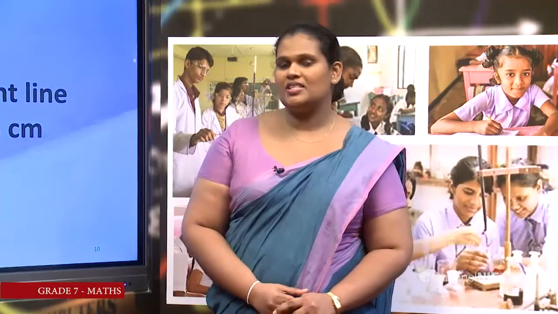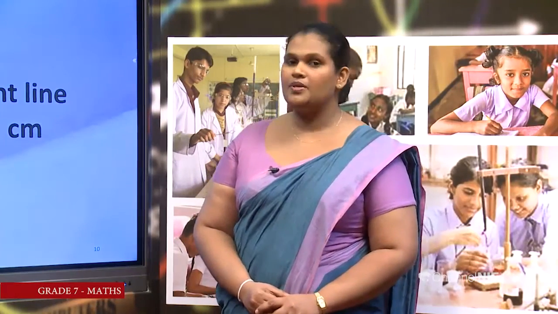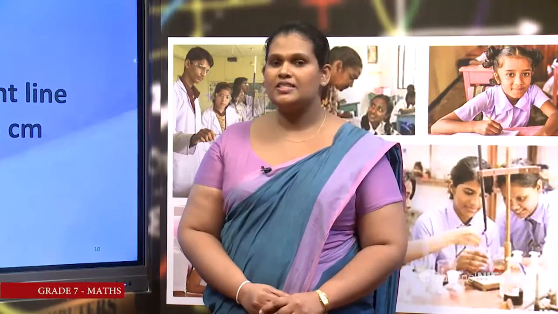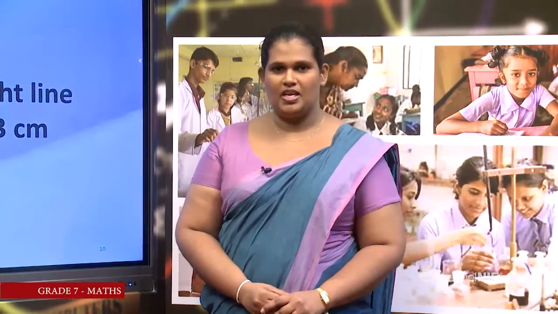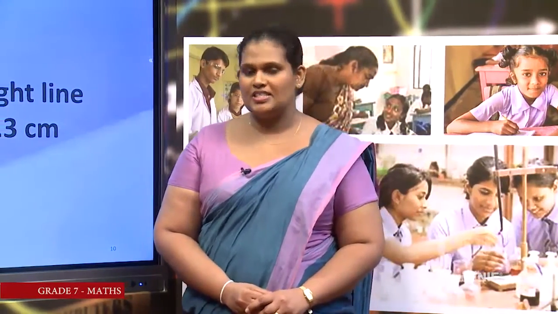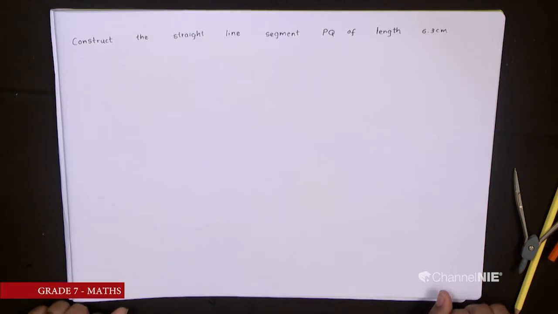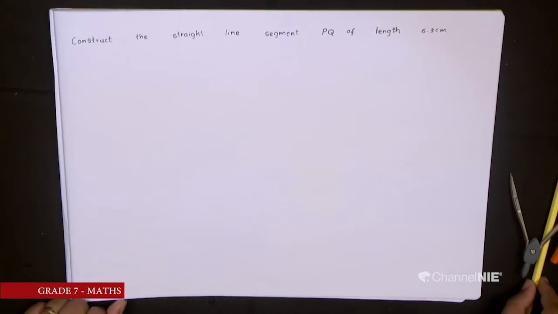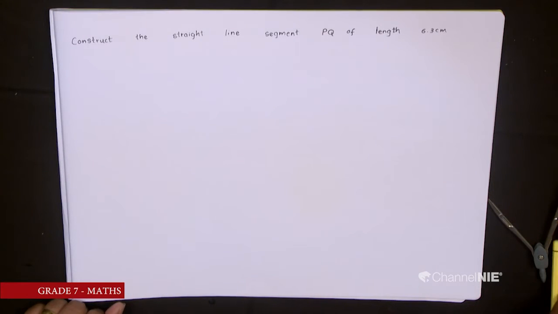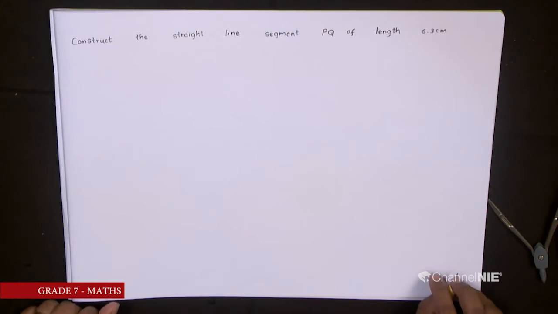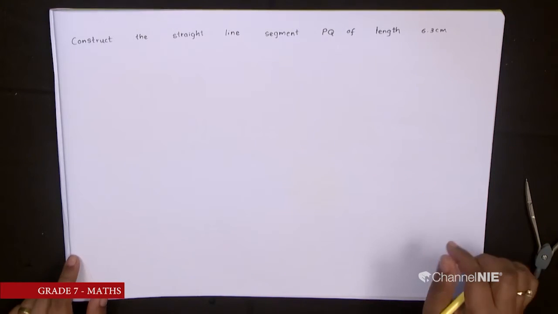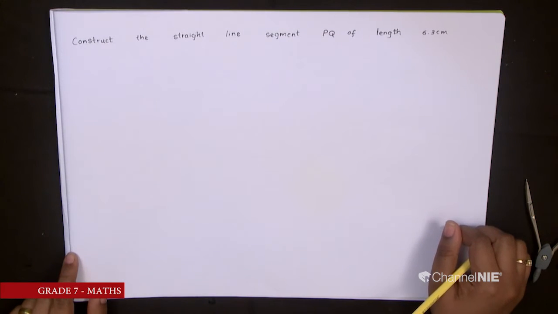Right. Now, let us construct the straight line segment PQ of length 6.3 centimeters. Now, we will move on to its construction. Once again, we have to draw the rough sketch before doing the construction. So, we will draw the rough sketch of the figure that we are going to construct here.